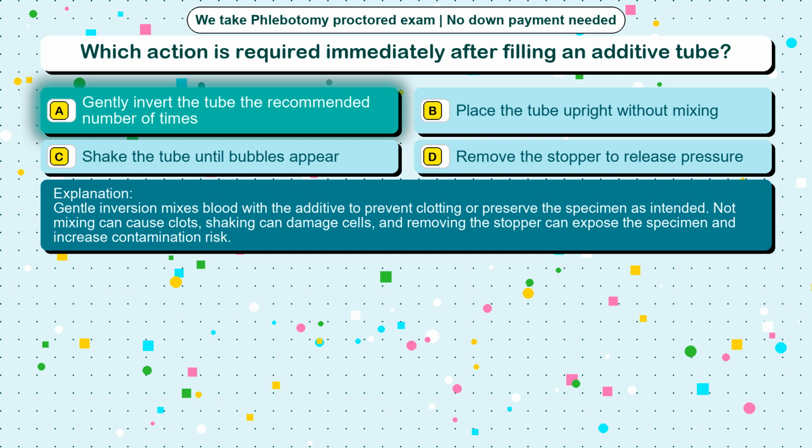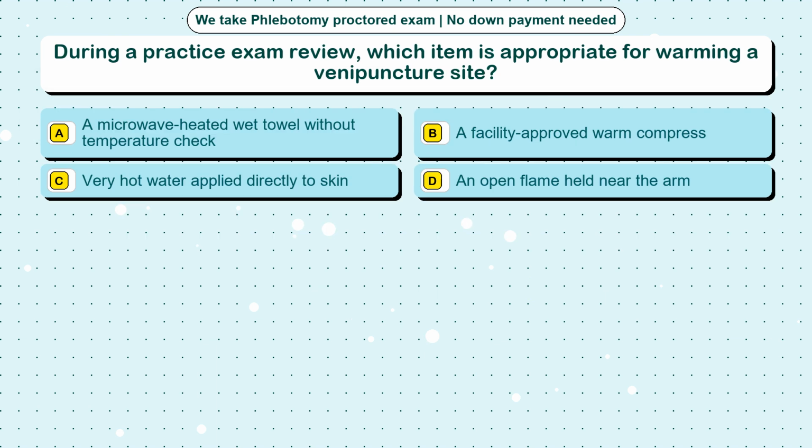Not mixing can cause clots, shaking can damage cells, and removing the stopper can expose the specimen and increase contamination risk. Question 92. During a practice exam review, which item is appropriate for warming a venipuncture site?